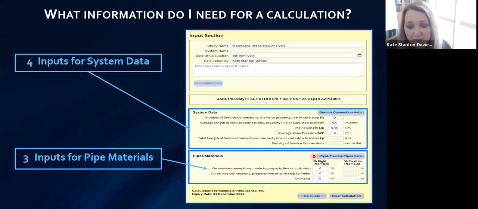That's all you need for a calculation. And when you've done your calculation, it's stored online. You can access it by going online. You can also print it off or store it as a PDF.